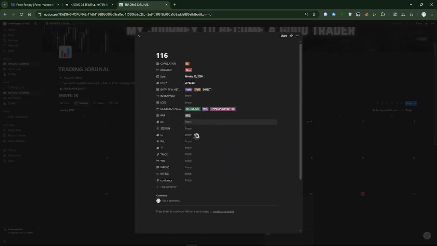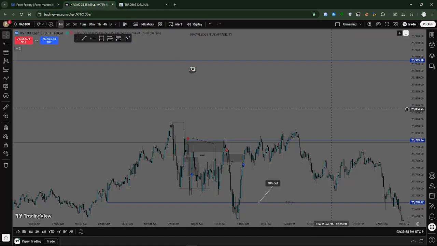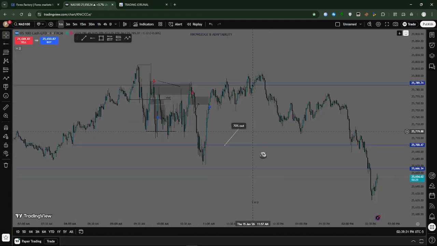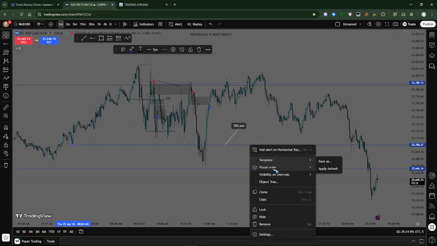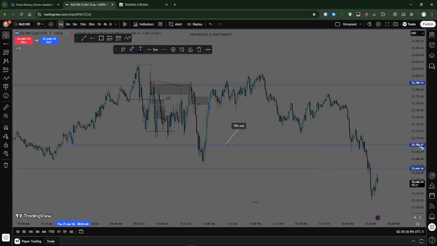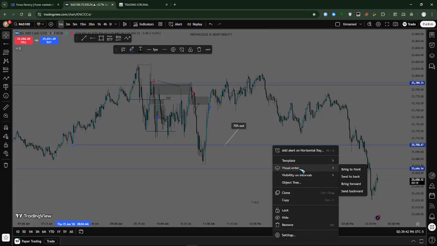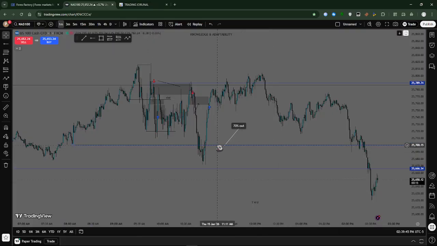Pair was NQ. Session was New York. Stop loss was at break even. Zero means break even. PNL, I don't care. First TP was hit, which is this. Okay. The first TP was hit, which is this here. Clone copy. First TP was this guy here, which was generating sell side. Okay. First TP was hit here.